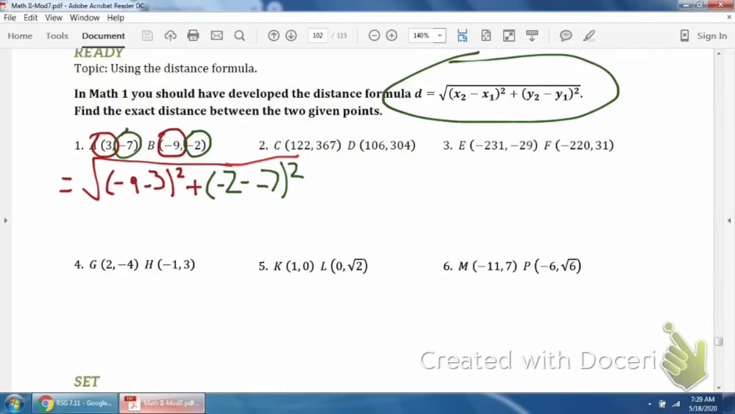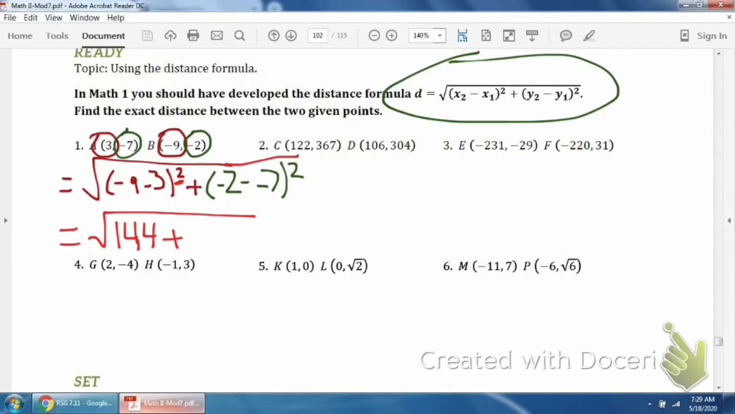Now you don't have to write this out every time. You can just do it in your head. Negative 9 minus 3 should be negative 12. And then I'm just going to fast forward. If you square negative 12 times negative 12, it's always going to be a positive. So that's going to be 144.